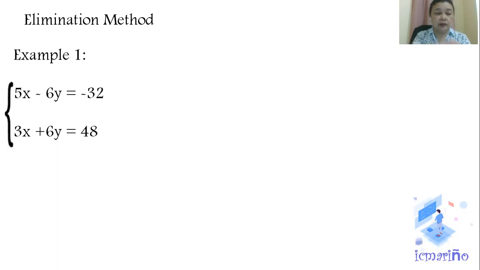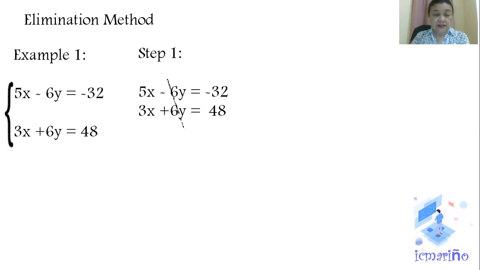Now, in our example, as you can see, makakapag-eliminate tayo kung merong 6y and a positive 6y. Okay? So, eliminate the negative 6y and positive 6y, and that will give us 8x equals 16. Okay? Ang galing, 8x: 5x plus 3x equals 8x, and negative 32 plus 48 equals positive 16.